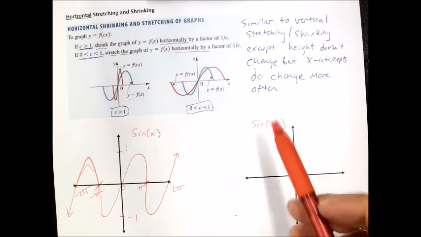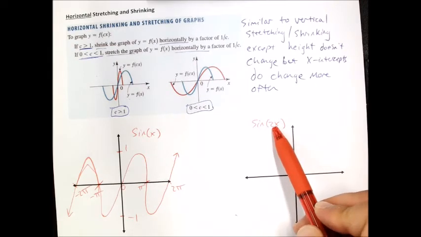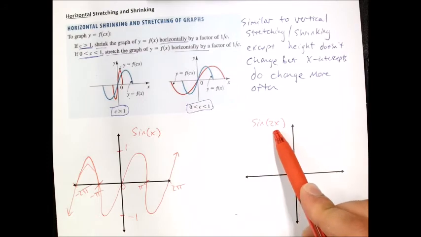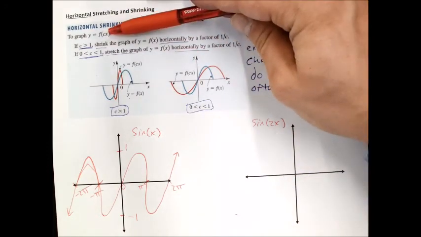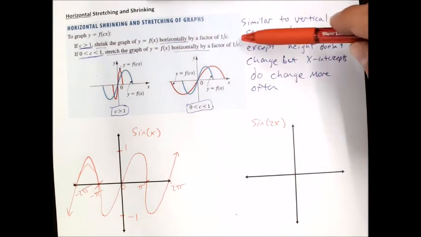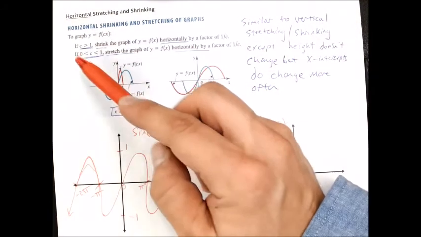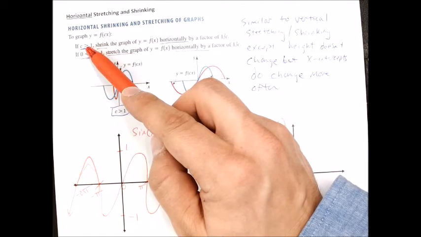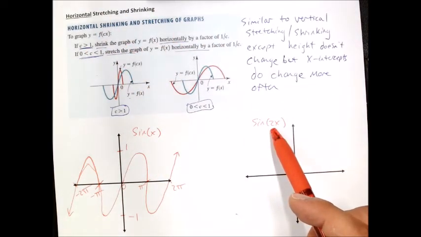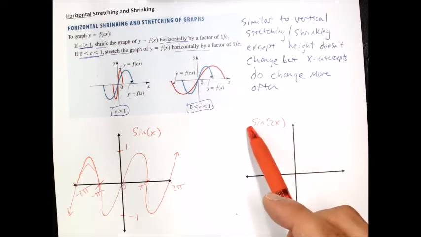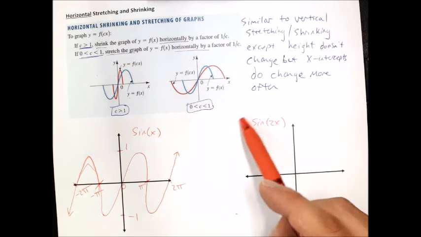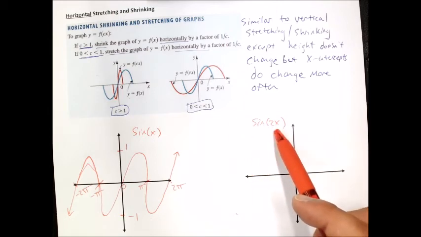So which type is this, first of all? Sine of 2x, that is. It used to be sine of x, but now there's a 2 inside there instead. Which one of these situations up here is it? Is it going to be a shrink or a stretch? It's going to be a shrink because we're multiplying by a number bigger than 1, and it's inside the function. You see how the 2 is inside the sine, right? If the 2 was out in front here, it'd be a vertical stretch. But because it's inside, that's what makes it horizontal.